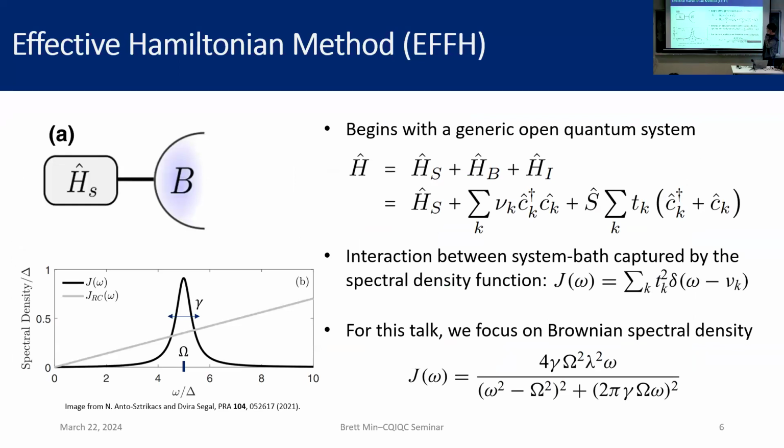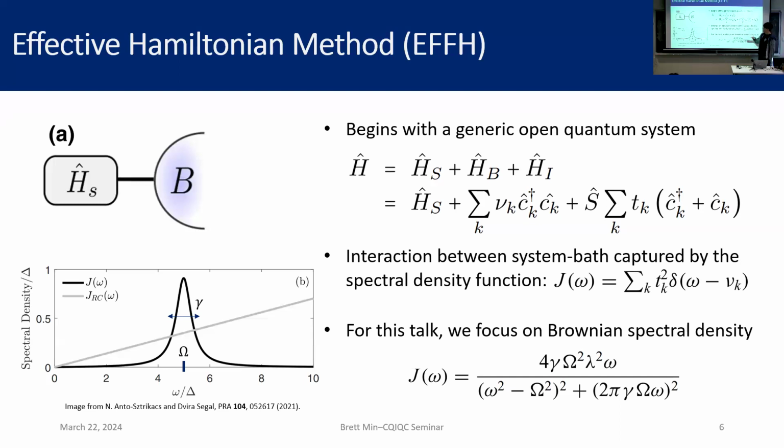So this is panel A. One begins with a very generic open quantum system. So you have a system part, the bath part, and the interaction part. The system can here be taken arbitrary. The bath is described by a collection of harmonic oscillators. And then the interaction between the system and the bath is described by this Hamiltonian here, where S is the system operator that acts only on the system Hilbert space, and it couples to the bath displacement modes. So this is the harmonic displacement operator with coupling strength Tk. So this is a way to write a generic open quantum system.